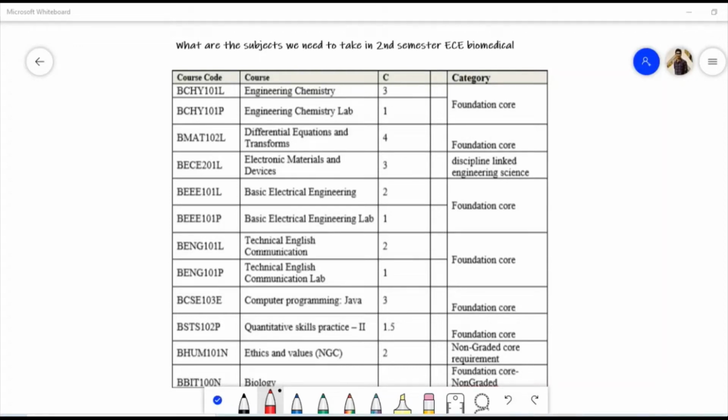So recently you have completed your first semester FAT exams. I hope you have performed very well in the FAT exam. Next, coming to the second semester, winter semester.